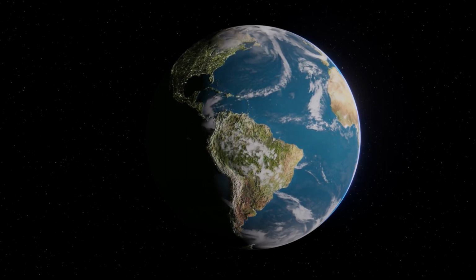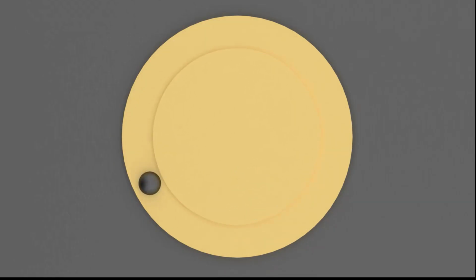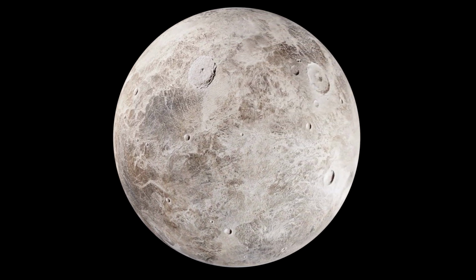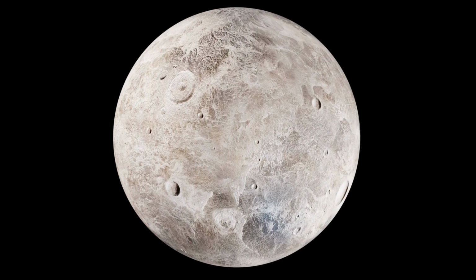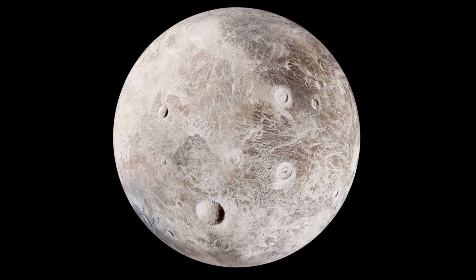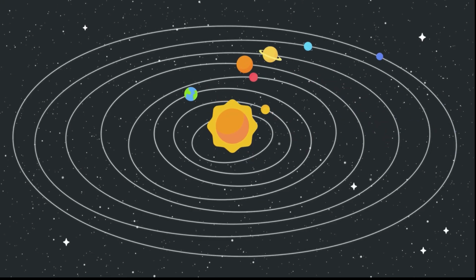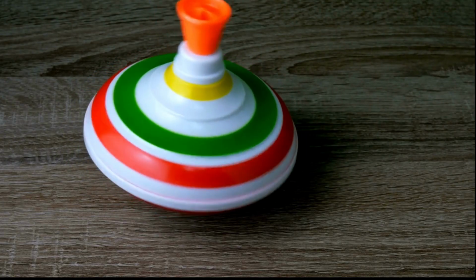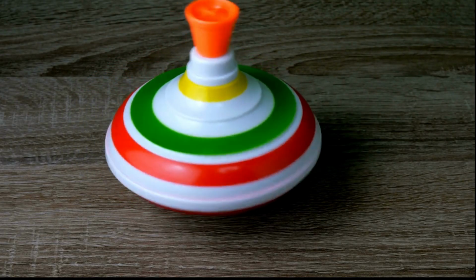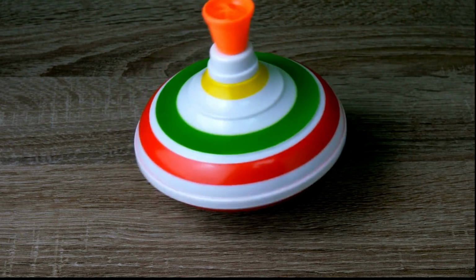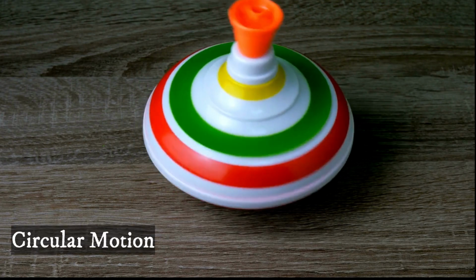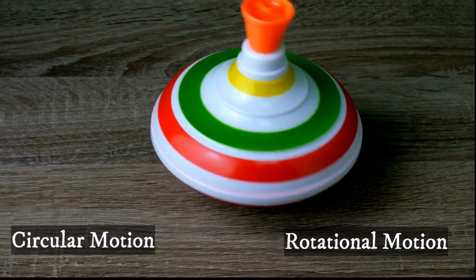Friends, always remember that circular motion involves an object moving in a circle, while rotational motion is about an object spinning on an axis. Circular motion often includes rotational motion because the object rotates as it moves in a circle. This is the relation between circular motion and rotational motion.